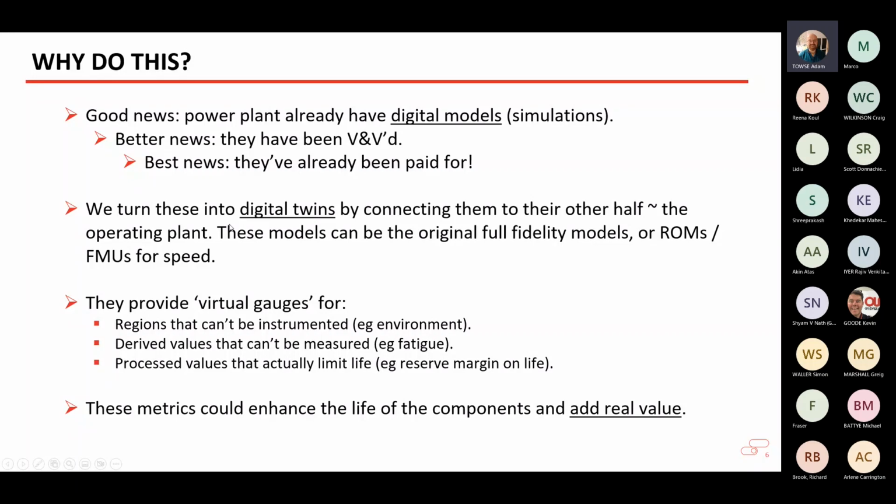So carry on being able to extract benefit from these models that we've spent a lot of time and money in creating. But rather than feeding them with a design basis, or indeed in addition to feeding them with a design basis, we can also feed them with the data that's coming off the actual plant by connecting them, and that's what makes them a digital twin.